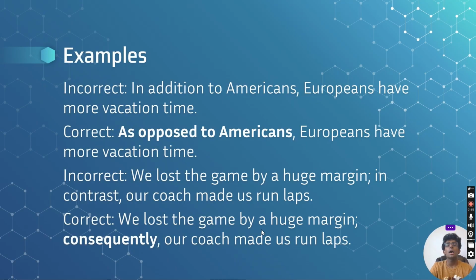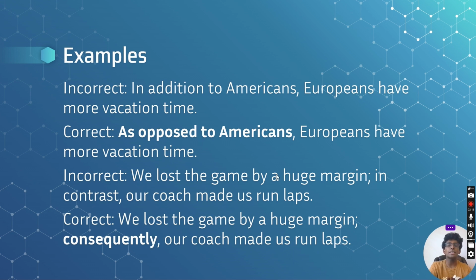So for an example: in addition to Americans, Europeans have more vacation time. Okay, so we have "in addition to" and "more vacation time." That doesn't make sense. So we'd say, as opposed to Americans, Europeans have more vacation time, right? We're saying "as opposed to," showing that this first clause is different from the second clause.